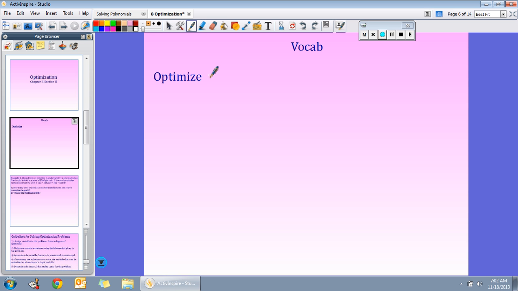Optimize really just means that we want to either maximize or minimize something. It could be the area of a shape, it could be the volume of an object, or you might want to minimize the cost in your manufacturing company. But ultimately you have an equation and you want to either have a maximum or a minimum.